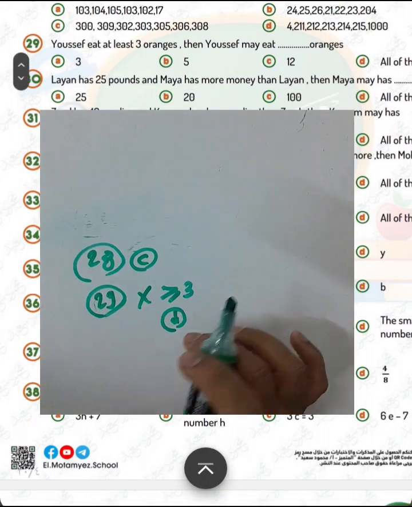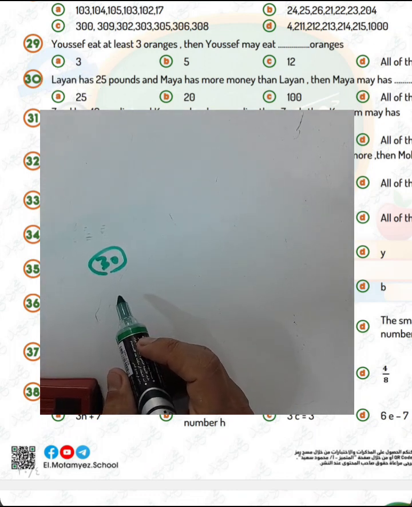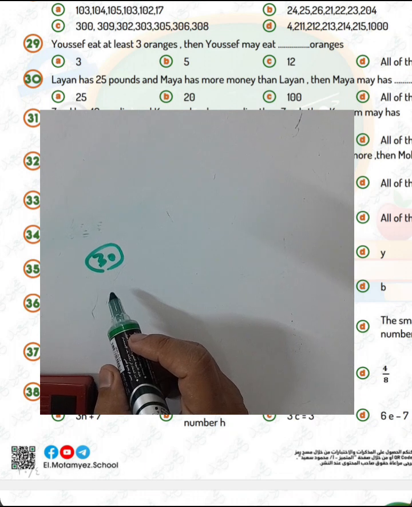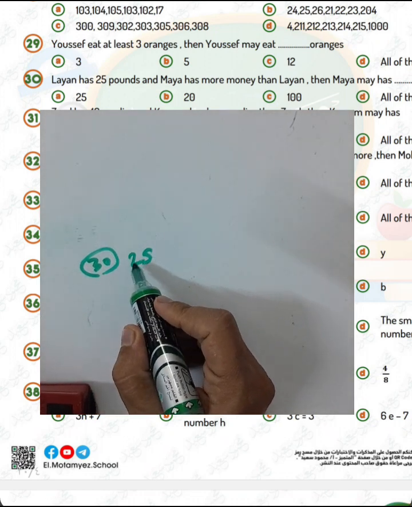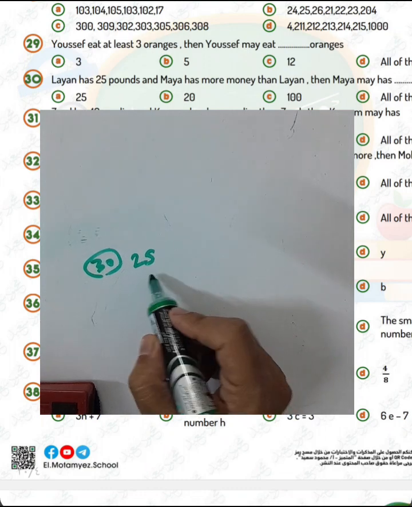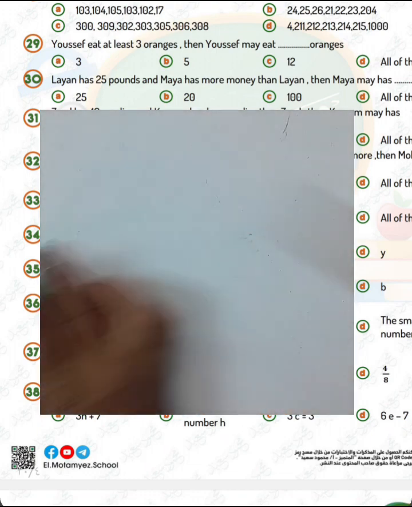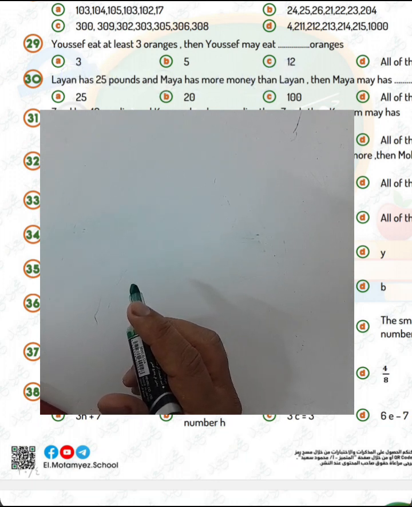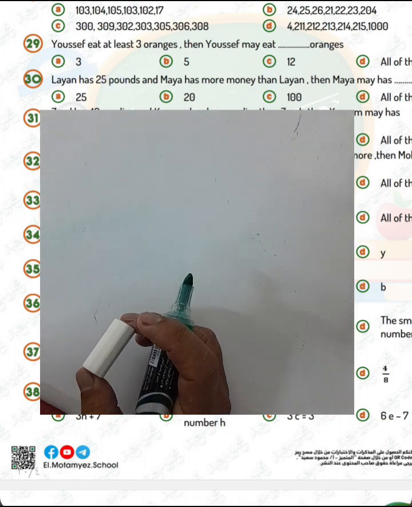Next question, number 30. Here, Layan has 25 pounds and Maya has more money than Layan. Then Maya has more than 25, so 25 is less than what? Choose letter C. So Maya may have 100, because 100 is greater than 25. What is the number greater than 25? 100. 100 is greater than 25.